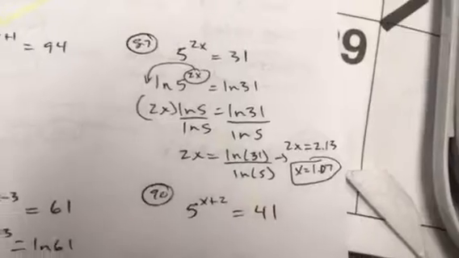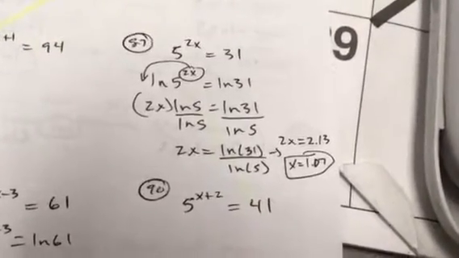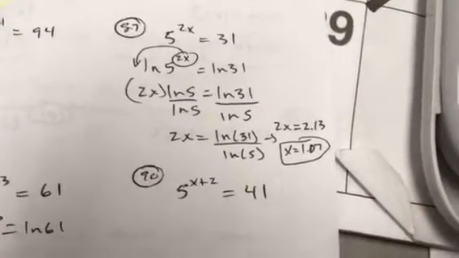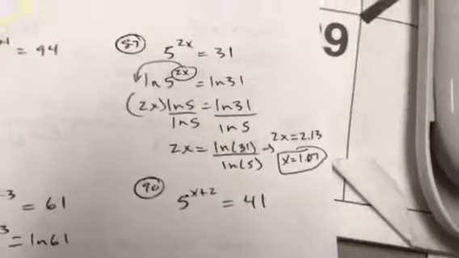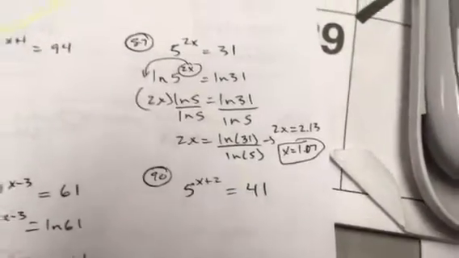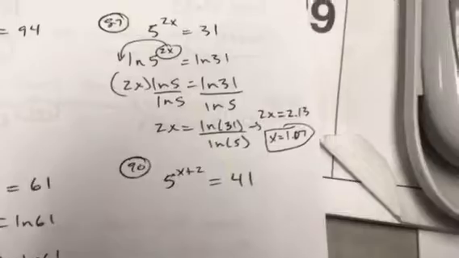Let's take a look. Next one, all right, so attach natural log to both sides. When you divide by natural log 5, you're going to have natural log 31 divided by natural log 5. Hit enter. You get 2x is equal to 2.13-ish. And then divide by 2. That's how you get 1.07, it rounds to.